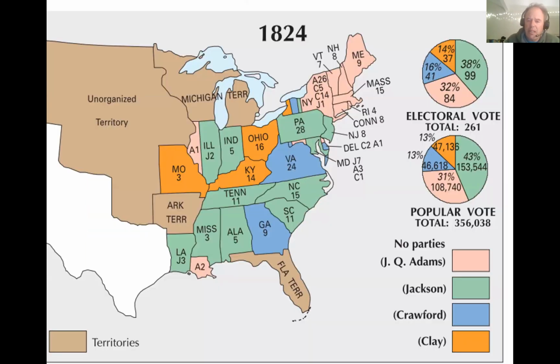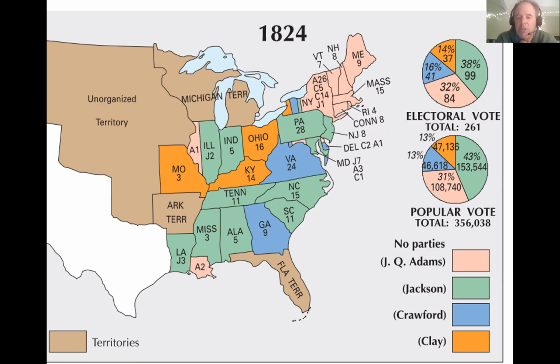The result is this crazy map in which all four of these candidates are at least somewhat competitive. Jackson easily gets the most popular votes, but because Adams is so strong in the Northeast and because Clay siphons votes away from Jackson in the West, and Crawford siphons votes away from him in the South, no candidate comes anywhere near a majority in the Electoral College. 99 go to Jackson, 84 to Adams, 41 to Crawford, and 37 to Clay. Clay is Speaker of the House, so this throws everything to the House of Representatives. If Clay had finished third, he probably would have been elected president, on the basis of his support in the House. But because he finished fourth, he's eliminated. Crawford is in ill health and is not a serious candidate.